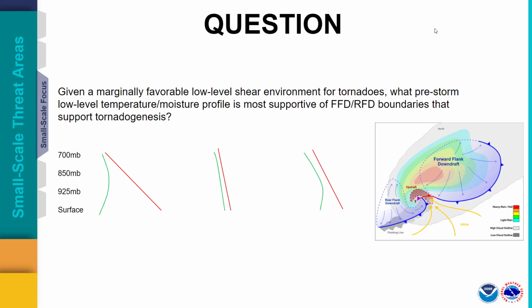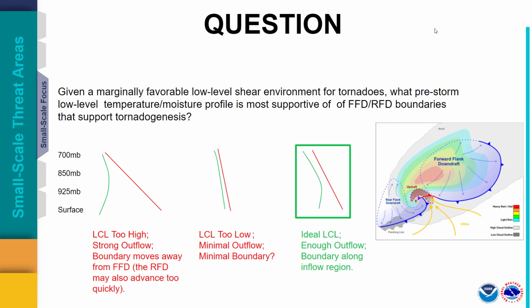Given a marginally favorable low-level shear environment for tornadoes, what pre-storm low-level temperature and moisture profile do you think is most supportive of forward flank downdraft and rear flank downdraft boundaries that support tornado genesis? This is a more challenging question. So the left example with dry low levels and a high LCL height would tend to support strong cold outflow. Now there are other vertical patterns of temperature and moisture that also could support cold outflow. Nevertheless, the end result would likely be an outflow boundary that advances away from the storm, cutting off any tornado potential fairly quickly. This could be with any boundary, be it with the forward flank downdraft as well as the rear flank downdraft boundary. In contrast, the middle example suggests potentially minimal outflow. There may not even be a forward flank downdraft boundary with a thermal gradient, and the RFD could be weaker.